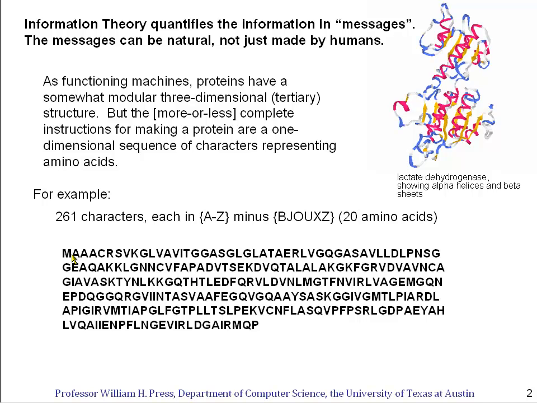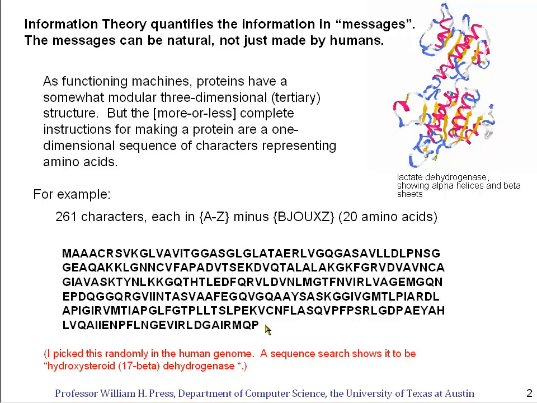Anyway, here's a particular protein. The message starts off MAAACR and it ends with RMQP, and if you count these you should find that there are 261 characters. I picked this protein randomly from the human genome, but it's easy given the sequence to search back and find out what it is. It turns out that it's hydroxysteroid 17-beta dehydrogenase, one of many, many dehydrogenase proteins that you have that basically move hydrogen atoms around in chemical reactions. But that's neither here nor there for this lesson.